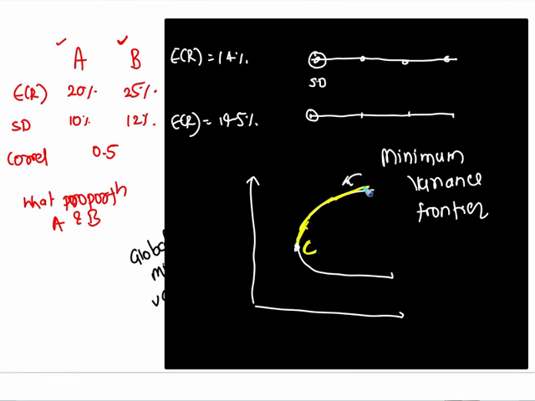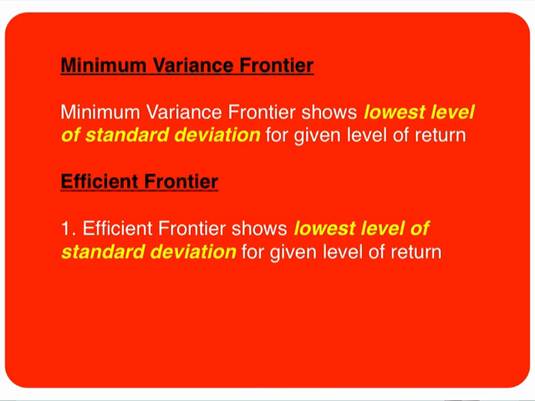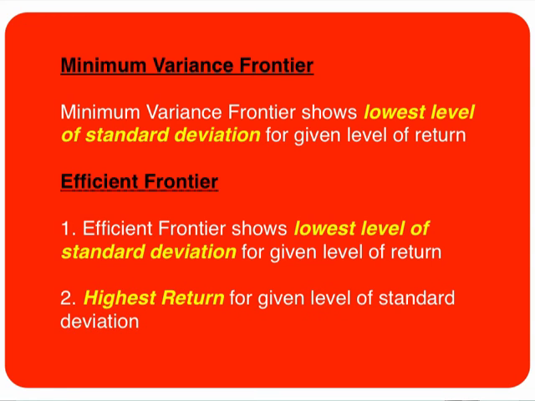Efficient frontier, first point, lowest standard deviation for given level of return, same as the first one. Highest return, second point, highest return for given level of standard deviation.